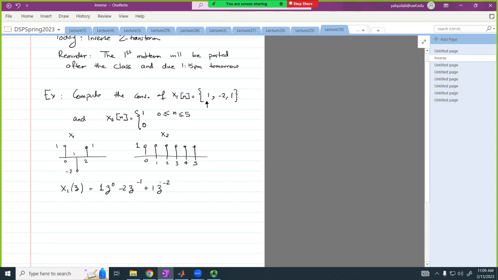X of n, Z to -n, this is 0. X of 1, Z to -1. X of 2, Z to -2. And similarly, I'm going to take x2 of Z, which is going to equal 1 Z to the 0 plus 1 Z to -1 plus 1 Z to -2 plus 1 Z to -3 plus 1 Z to -4 plus 1 Z to -5.